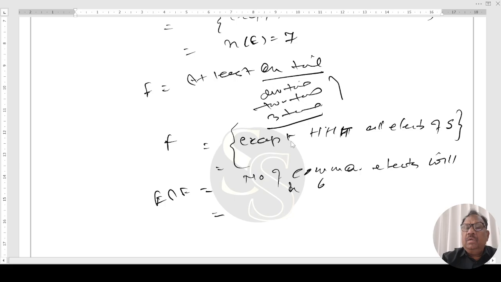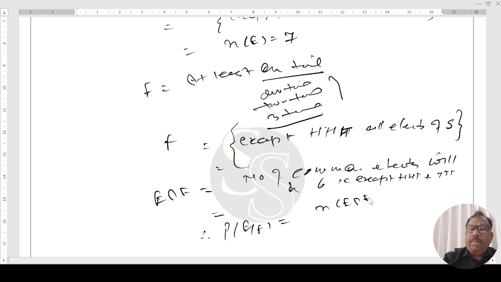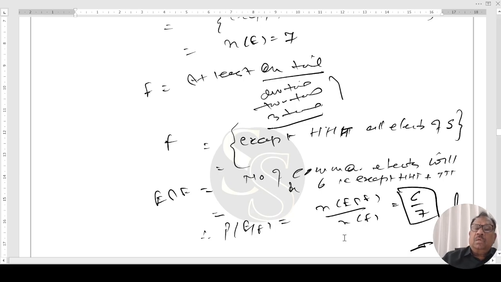Except HHH and TTT. That is except HHH and TTT. Right? Therefore, P E by F is equal to N E intersection F upon NF. This comes out to 6 by 7. This is the answer. You can write all the elements, you can do anything, right? Next question.